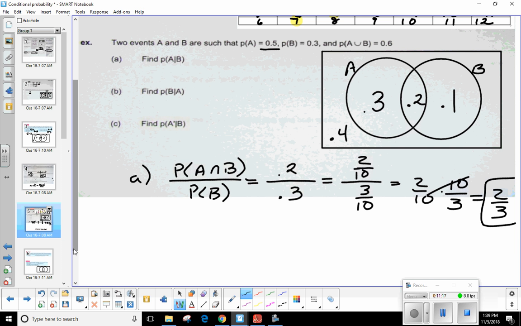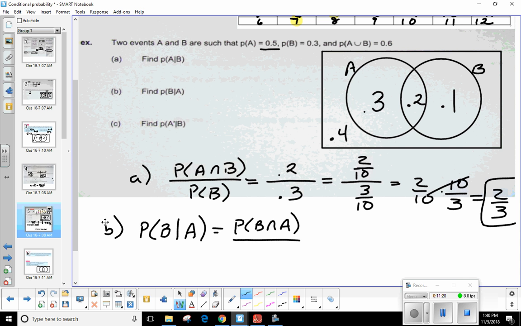The probability of B given A. Well, this would be the probability of B intersecting A over the probability of A. Remember, whatever is written second, that's what you're going to divide by. Now, would the probability of B intersecting A be the same as the probability of A intersecting B? Yes, reversing that doesn't change anything.